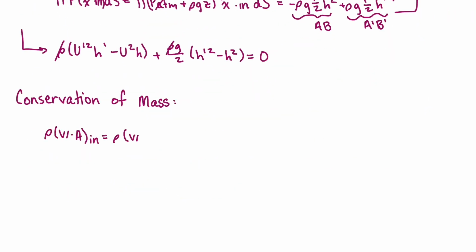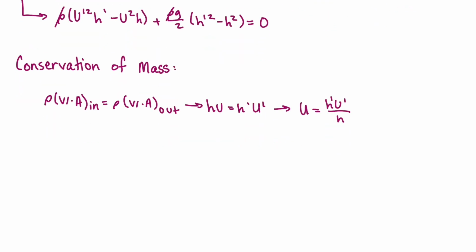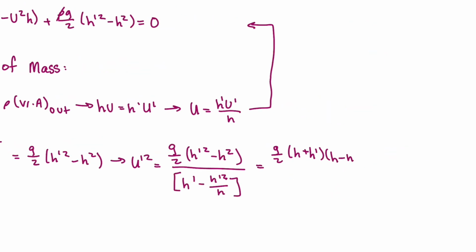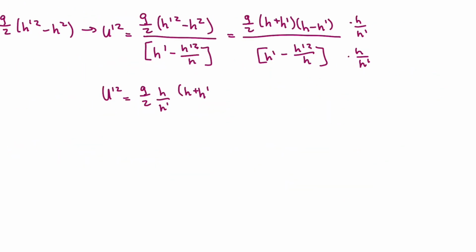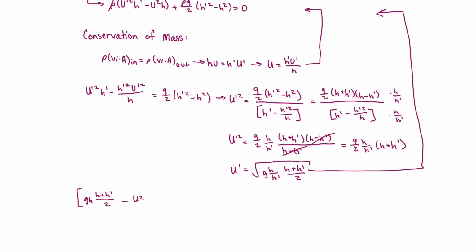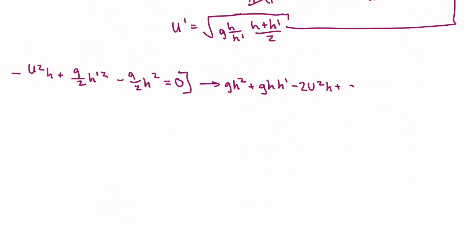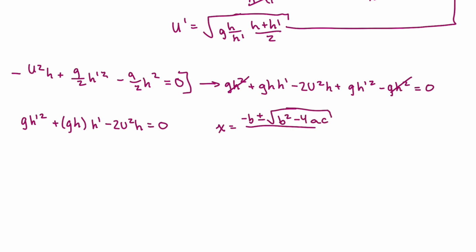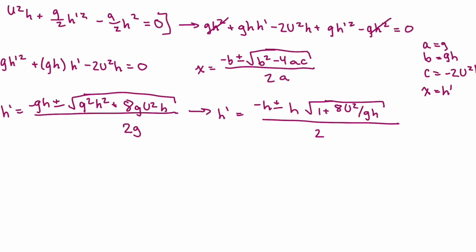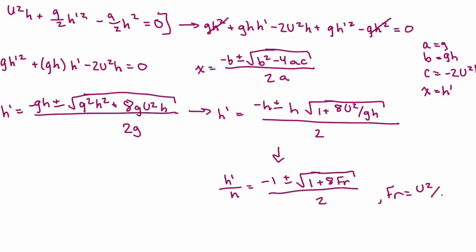Next, we relate the velocities to the heights using the conservation of mass equation. We solve for u and plug this into the conservation of momentum equation we already derived. Now we have an equation for u prime in terms of h, h prime, and g. We can plug this equation back into that same conservation of momentum equation we derived. This gives us a quadratic equation. Using the positive root of the quadratic formula and some simple algebra, we then find the ratio of the heights.